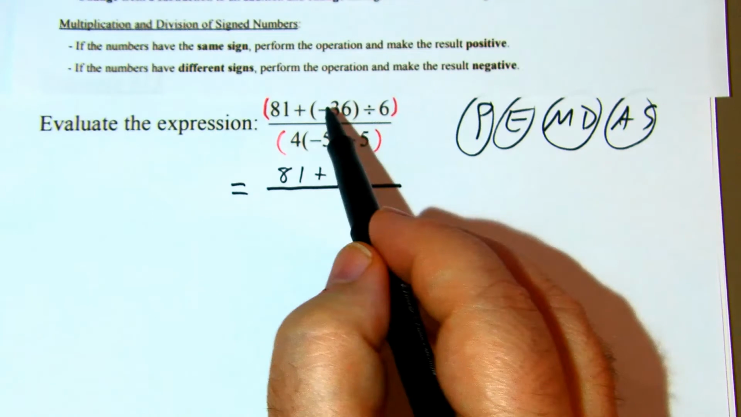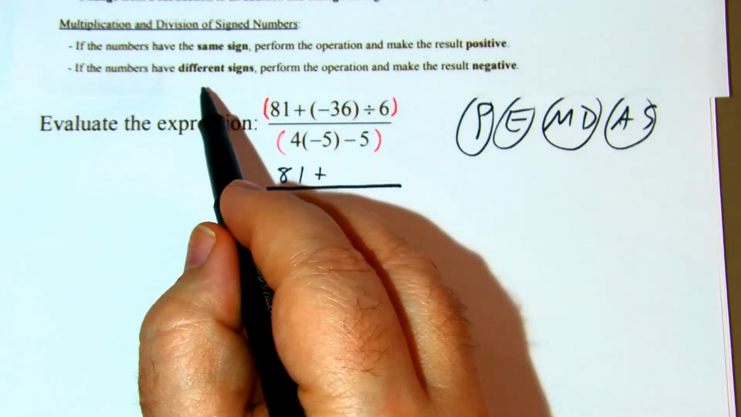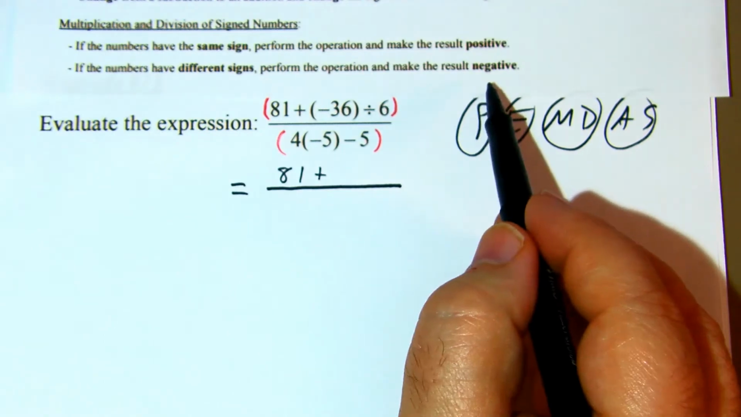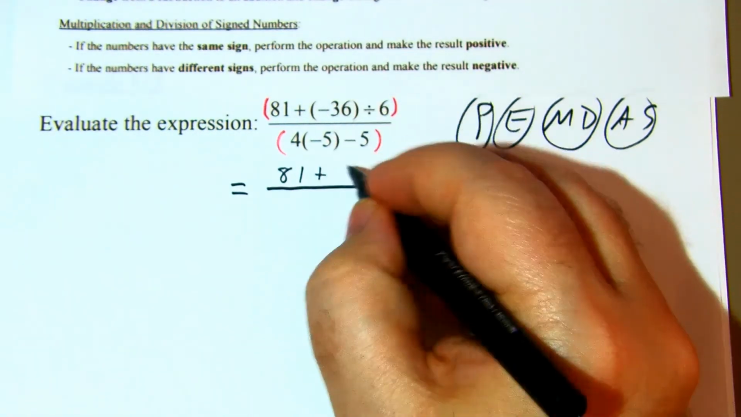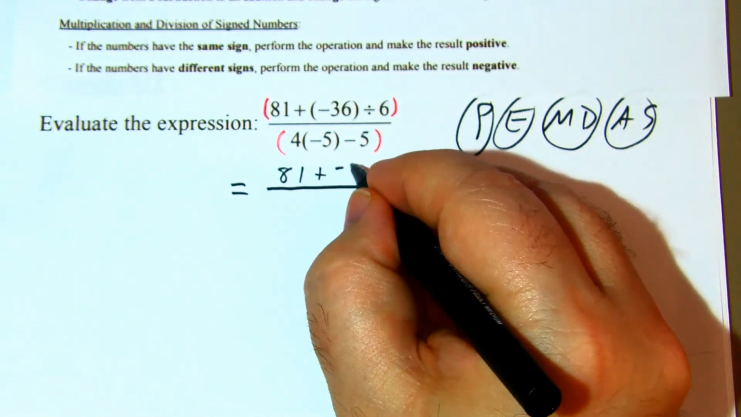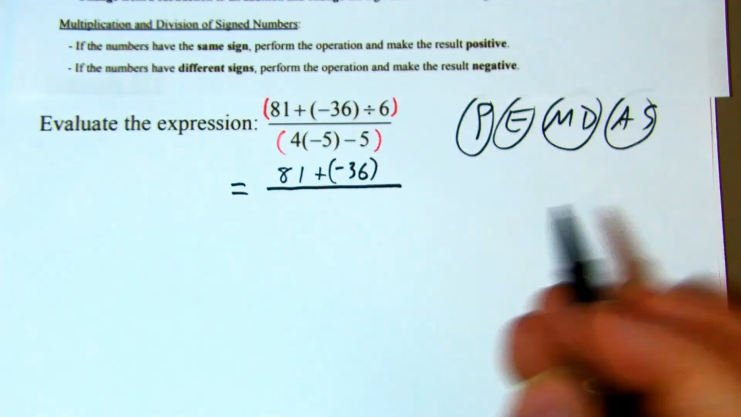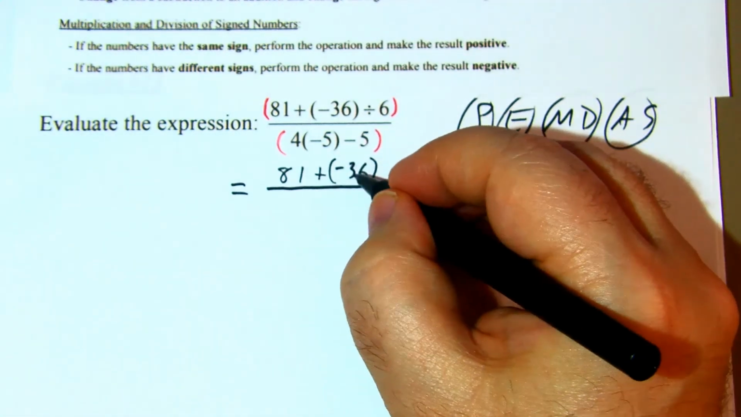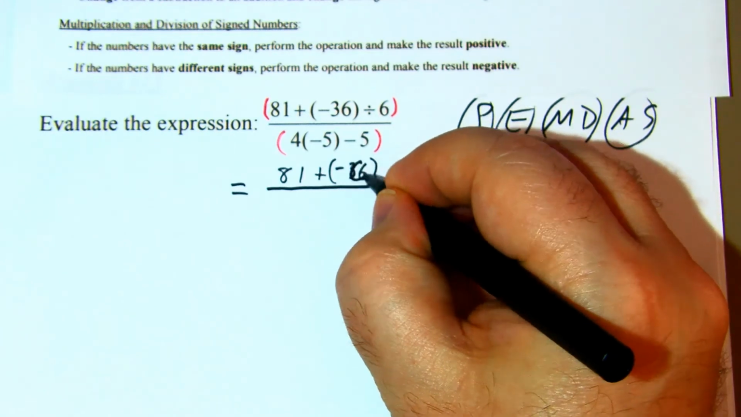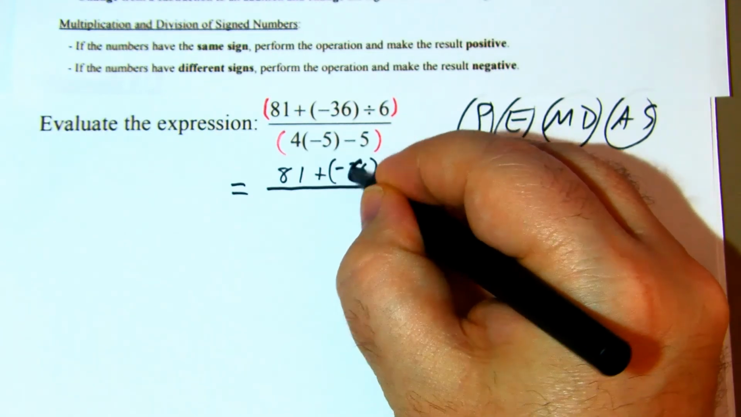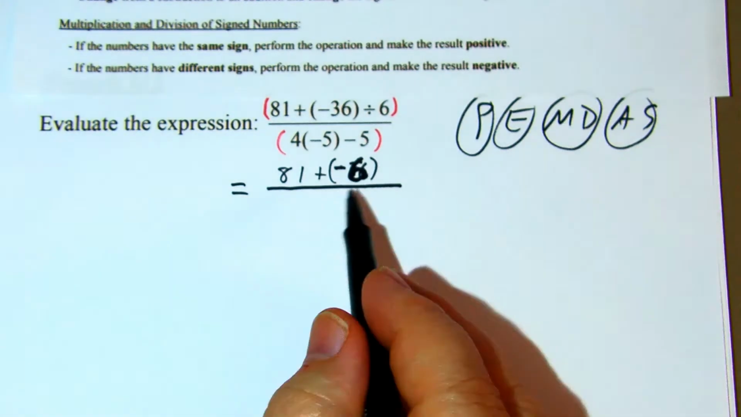And the result, because these two had different signs, one negative and one positive, is negative. So this is 81 plus, and then this result is negative 36. I'm going to write the negative up a little higher so it's easier to see, or you could put it in parentheses if you wanted to. Oh, not 36, I'm sorry. I don't have any white out, so this is just 6. We already did the division. Sorry about that. So negative 6.